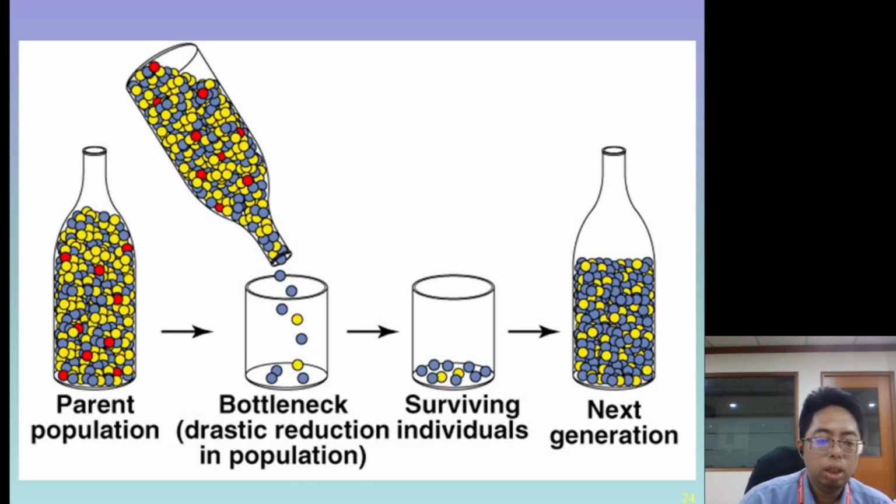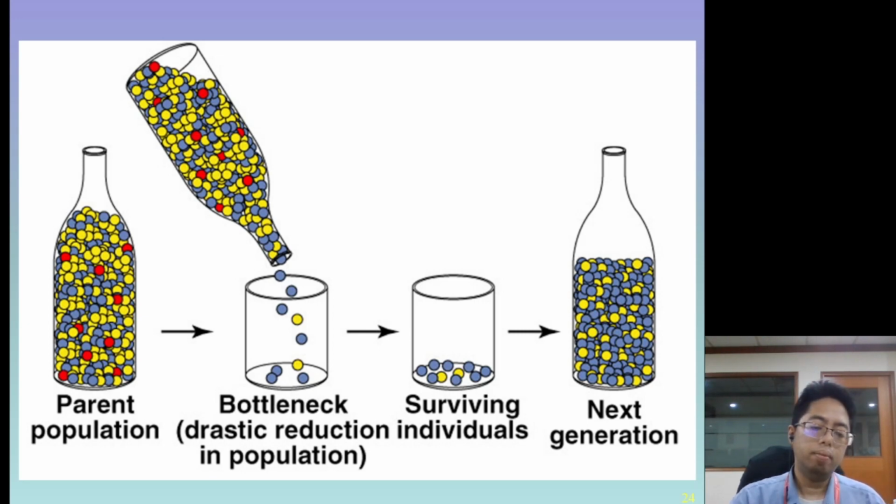You can see this picture. There are a lot of marbles in the bottle. You have a lot of yellows, a lot of blues, and some reds. Let's say that in the bottleneck effect, only a few will survive, right? Can you see how narrow the neck of the bottle is compared to the body? This means that through a certain disaster or calamity, only a few can escape the bottle to survive, while others are trapped inside.